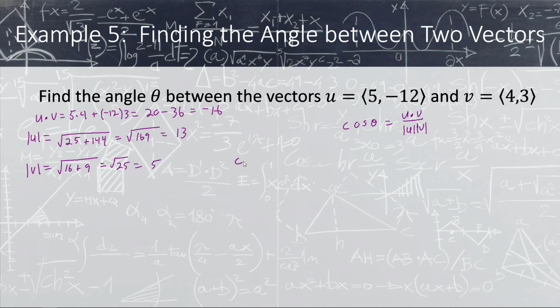So we're going to have that the cosine of theta is equal to the dot product, which is negative 16, divided by 13 times 5, and that will give us negative 16 divided by 65. If that's the case, then theta is going to be equal to the arc cosine of negative 16 divided by 65, and that will give us the angle 104.25 degrees, 104 and a quarter, and to the nearest decimal place that will round up to 104.3 degrees.